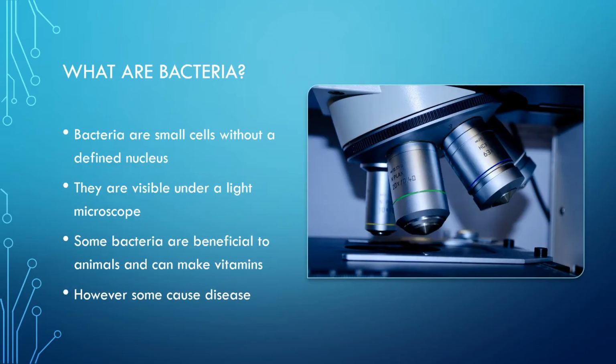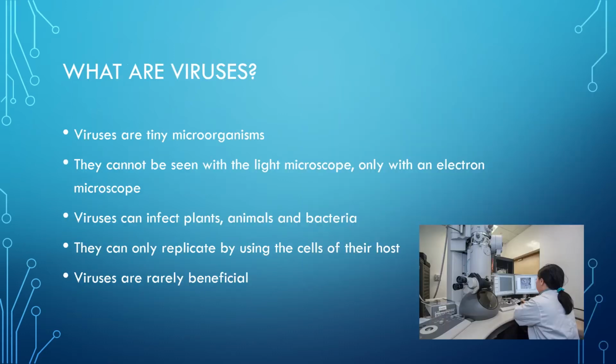What are bacteria? Bacteria are small cells without a defined nucleus. They are visible under a light microscope. Some bacteria are beneficial to animals and can make vitamins. However, some cause disease. What are viruses? Viruses are tiny microorganisms. They cannot be seen with the light microscope, only with an electron microscope. Viruses can infect plants, animals, and bacteria. But they can only replicate, that is, they can only reproduce, by using the cells of their host. Viruses are rarely beneficial.